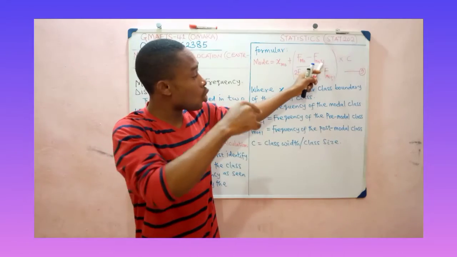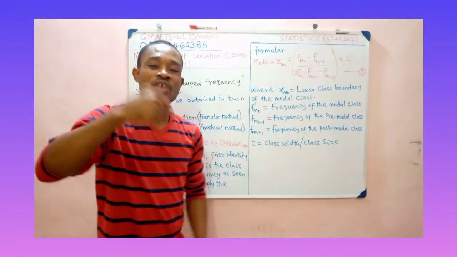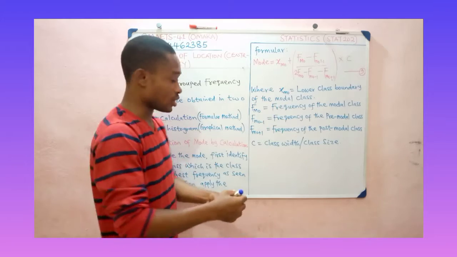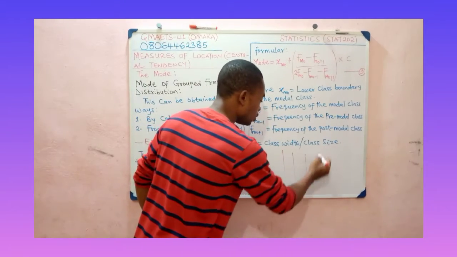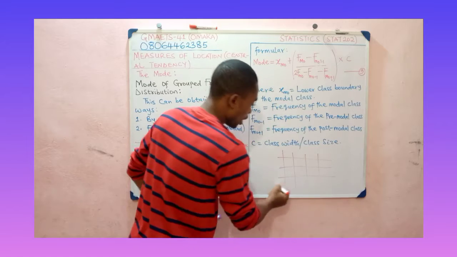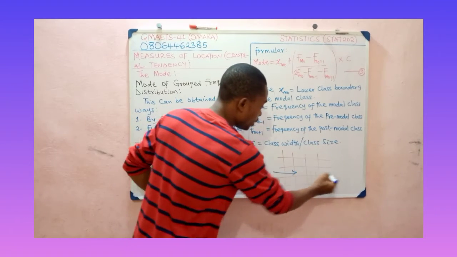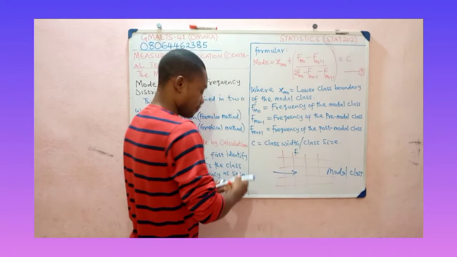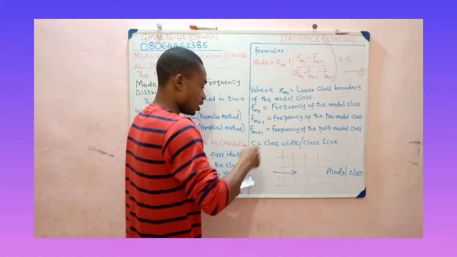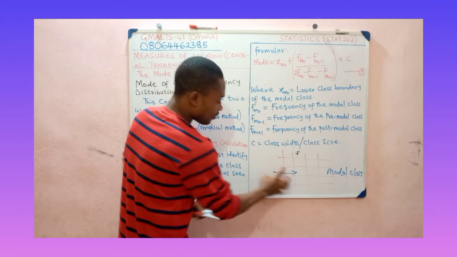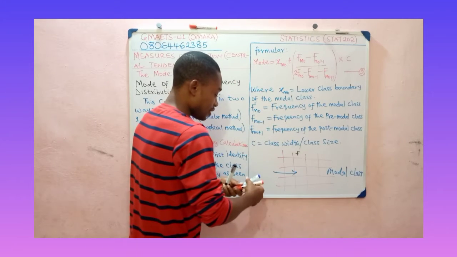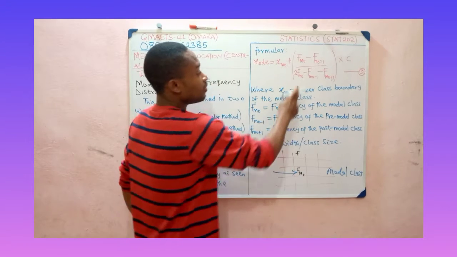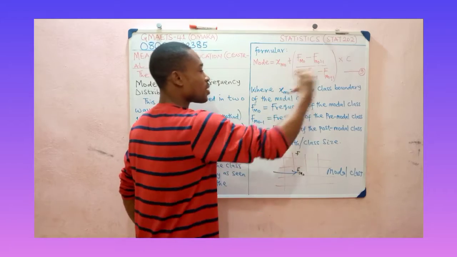F subscript mo before means the frequency of the pre-modal class. That is the frequency of the class before the modal class frequency. Just imagine that this is your table. We have your table this way, and then you were able to identify this to be the modal class. For example, let's say this is the modal class, and let's take this to be our frequency. Having identified this row as the modal class, it means that this is going to be the frequency of the modal class, fmo.